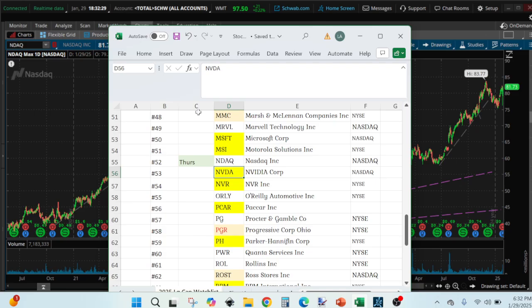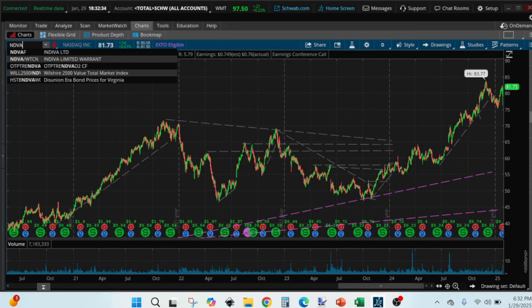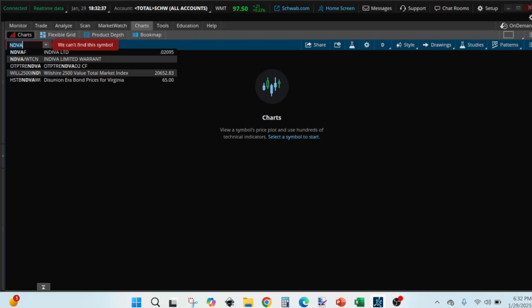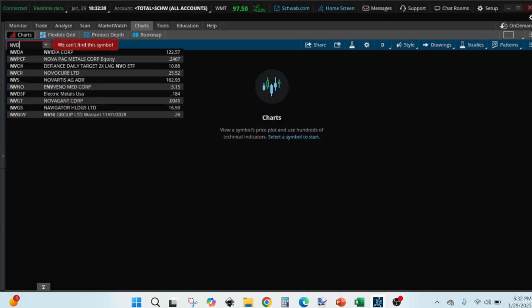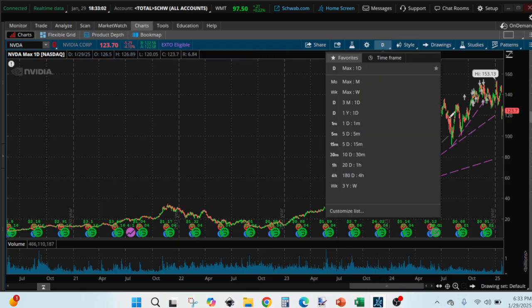The next one we are going to analyze is NVDA, and the red bar means the price in the evening was lower than the price in the morning when the market opened. So NVDA, we purchased it and we have not sold it yet. It's in our portfolio, and today the price went down. From the maximum daily chart, we can see the trend lines that we like to buy at.